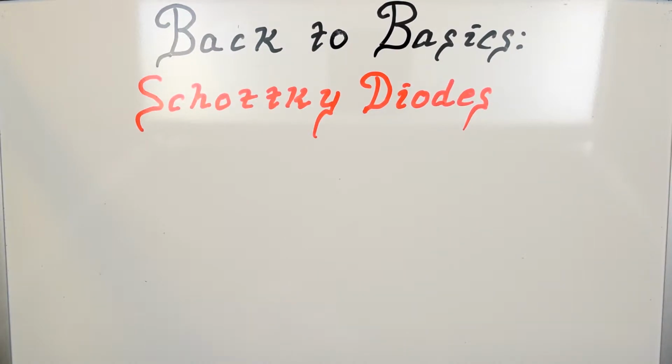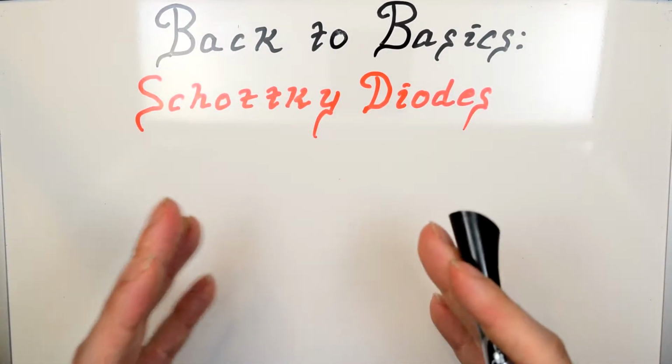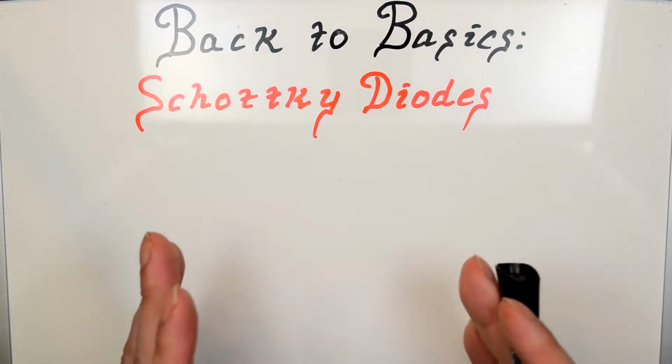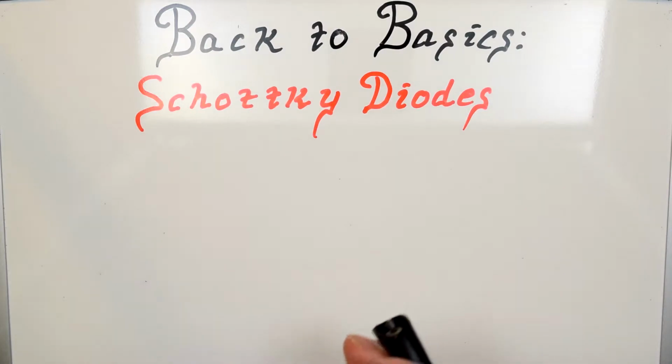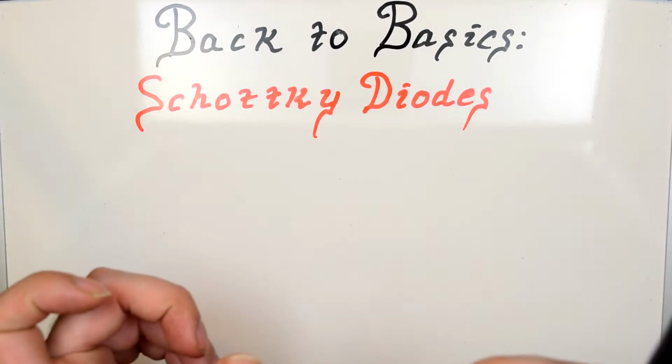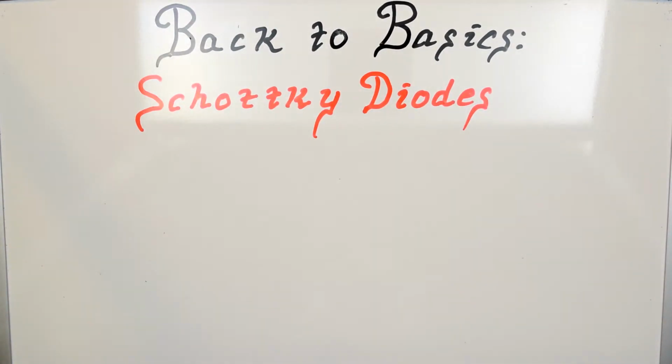So a Schottky diode is named after the German physicist Walter H. Schottky. They're also known as Schottky barrier diodes or hot carrier diodes. They're built a little bit differently from your normal diode. They don't have any p-type semiconductor material in them. They just have a metal lead and some n-type semiconductor material.